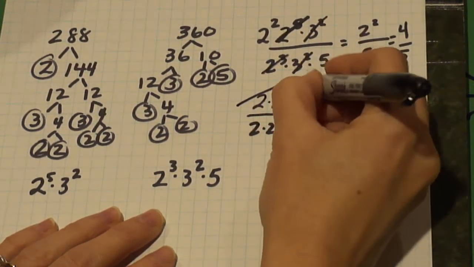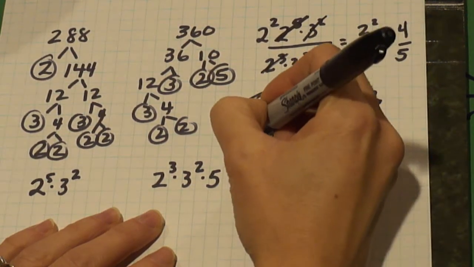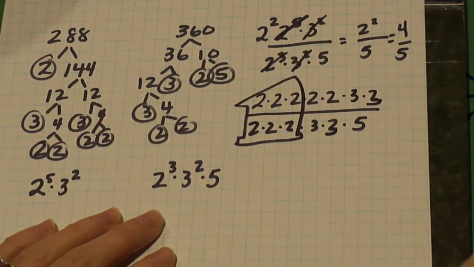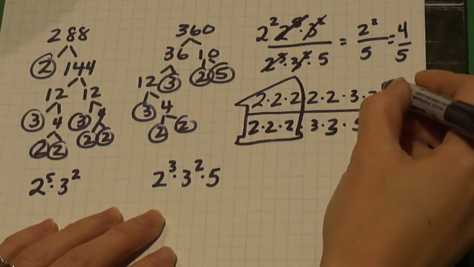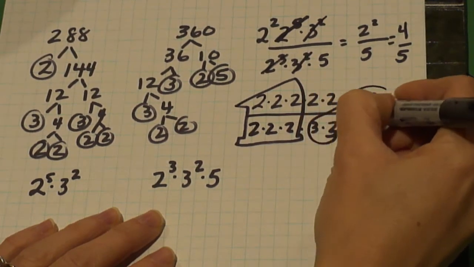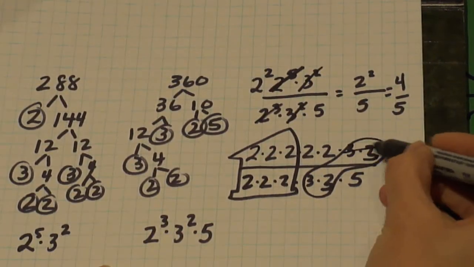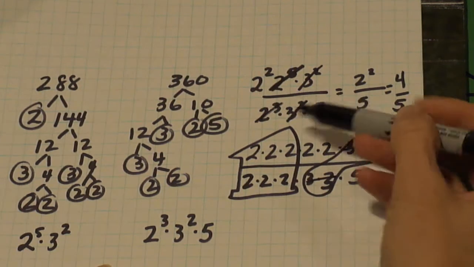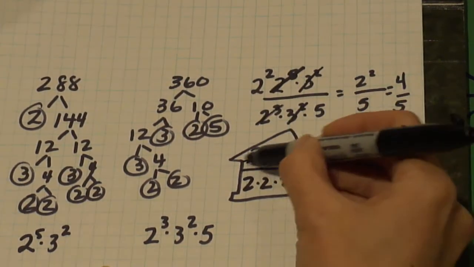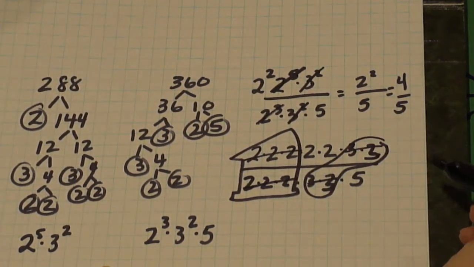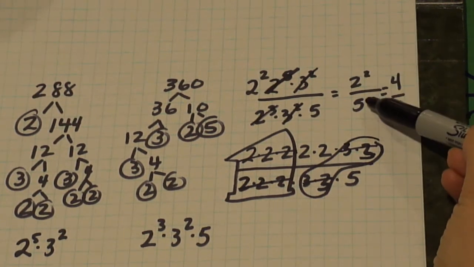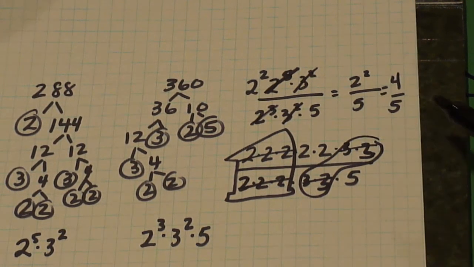They both have 2 to the 3rd. That's a form of 1. They both have 2 3's. This is another form of 1. Just like I canceled out the 3 to the 2nd here, I can cancel out the 3 to the 2nd here. Same thing with 2 to the 3rd was taken out of the top and the bottom. What I'm left with is 2 to the 2nd over 5, or 4/5.